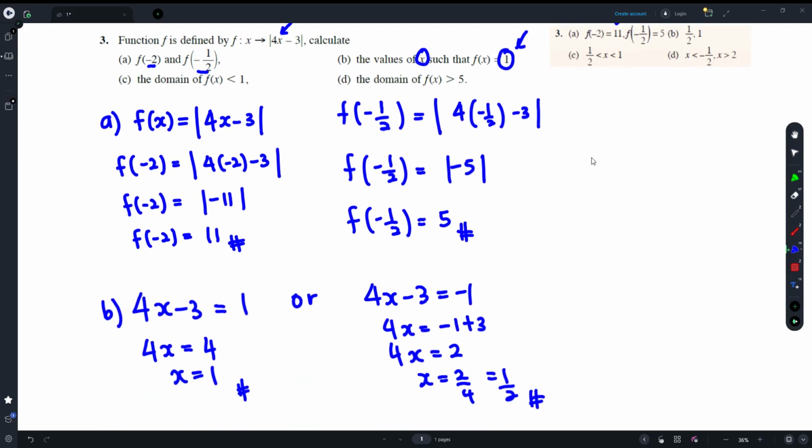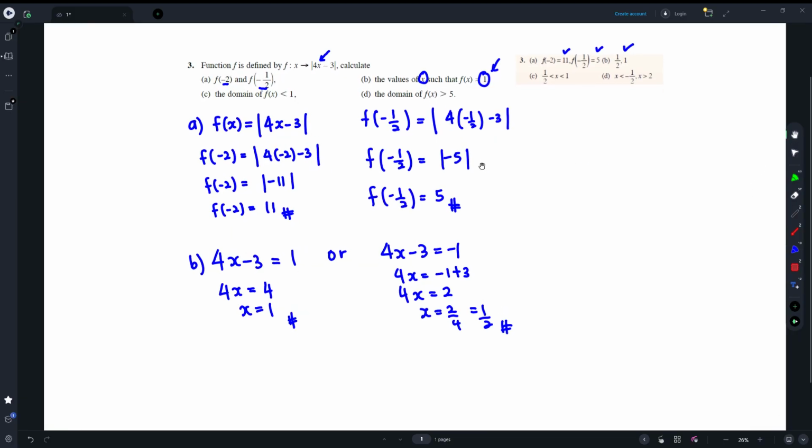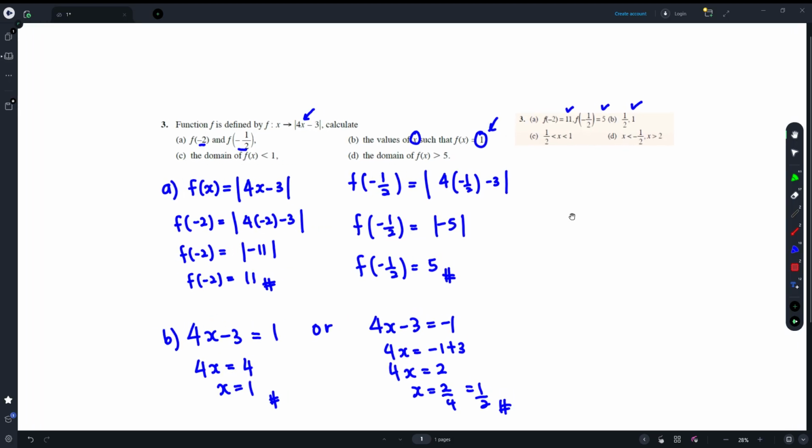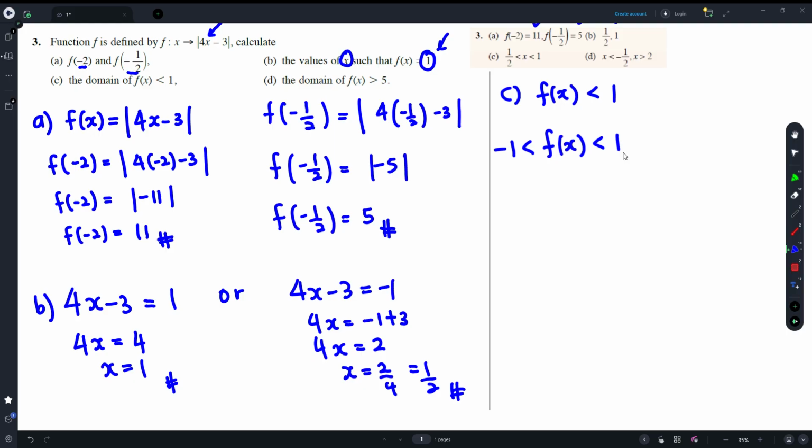Okay. Now we move on to part C of the question. Let me shift a little bit to the other side, and let me make a line here to separate. Part C is not so difficult. You just need to understand the question. They said in part C, f(x) is less than 1. When it comes to inequalities, you have to remember whenever it's less than a certain number, f(x) must be in between positive 1 and negative 1.